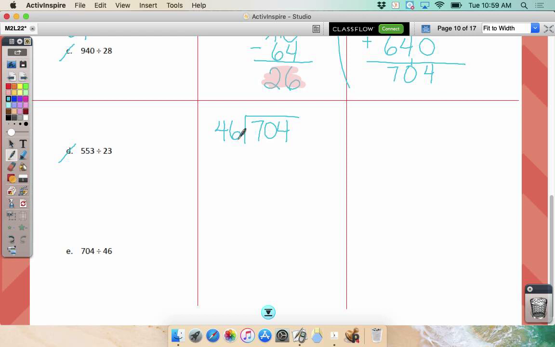Okay, now, do you remember yesterday when I said sometimes it's not even worth it to estimate? Because I can figure out what to do if I just get started. Okay? So draw your box, and on this one, we're just going to get started. We're not even going to mess with estimating. Because I can figure out how many times 46 is going to go into 70? How many times? Once. Okay? So there's no reason to estimate anything right now.